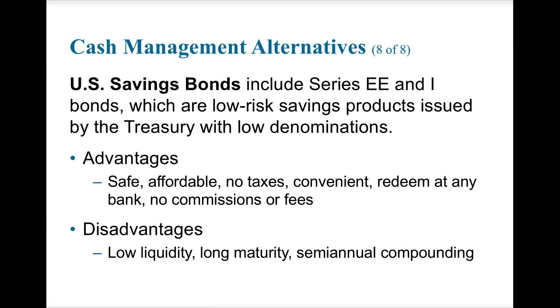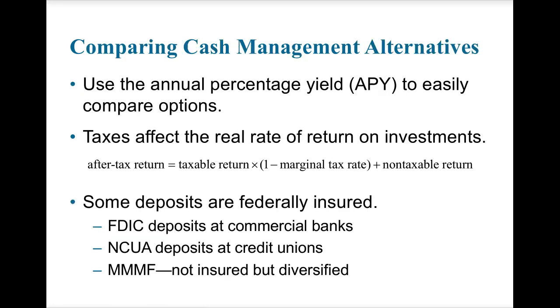But anyway, U.S. savings bonds are another vehicle to use that have semi-annual compounding. They have lower liquidity and a longer maturity, but among the hidden advantages, if you have an I bond, they'll actually compensate you for inflation, which is important in these days and times.